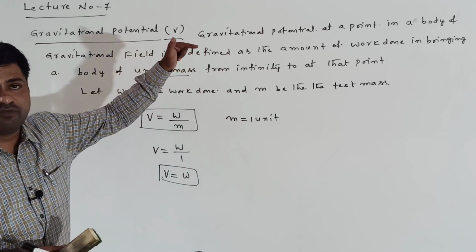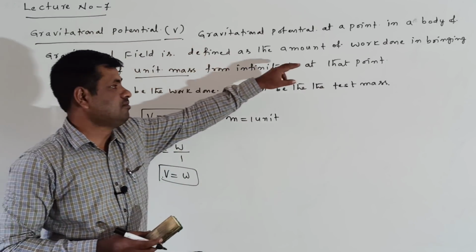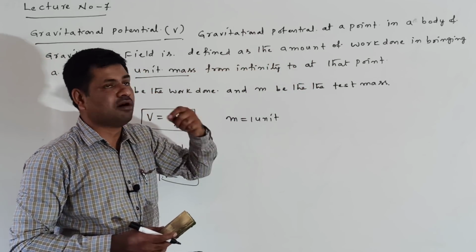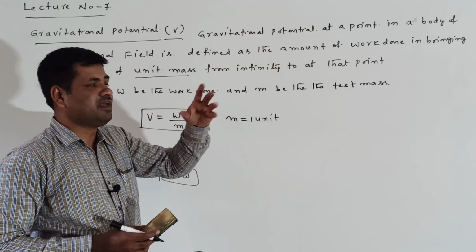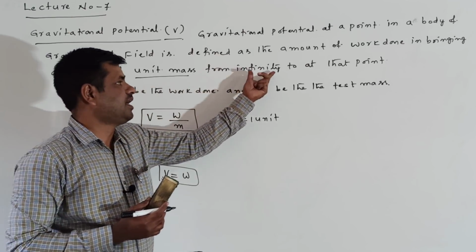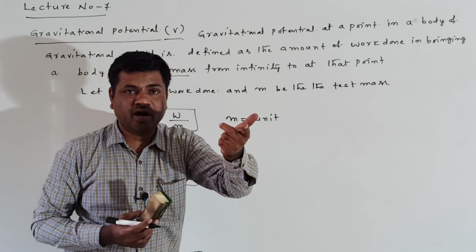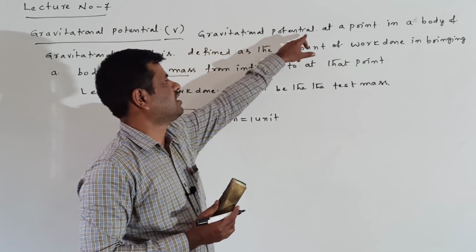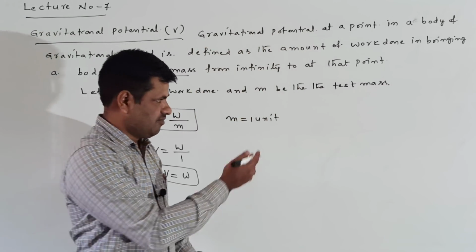At which point do we have to find the gravitational potential? We are bringing the body up to that point. From where are we bringing it? We are bringing it from infinity to that point. At that point we have to find the gravitational potential. Right, we can understand here.